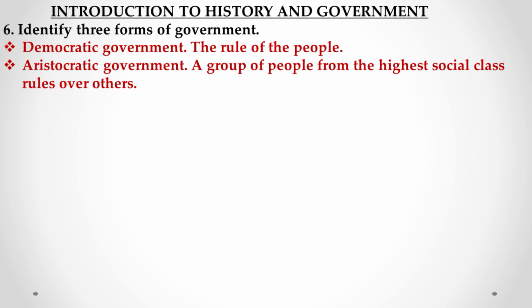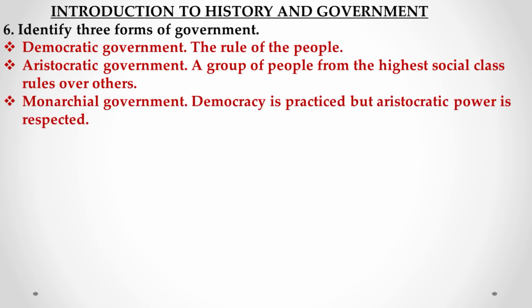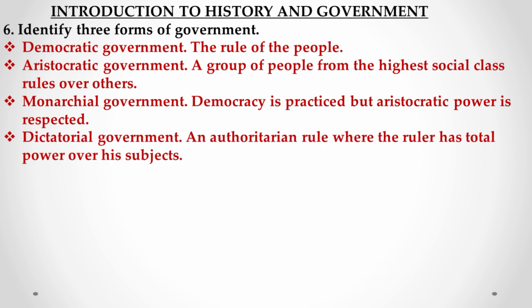Another form of government is aristocratic government, and this is where a group of people from the highest social class rules over others. We have, like, a king or a queen ruling over the other social classes. Another form of government is the monarchical government, and this is the form of government whereby democracy is practiced but aristocratic power is respected. Another form of government is dictatorial government, and this is an authoritarian rule where the ruler has total power over his subjects.